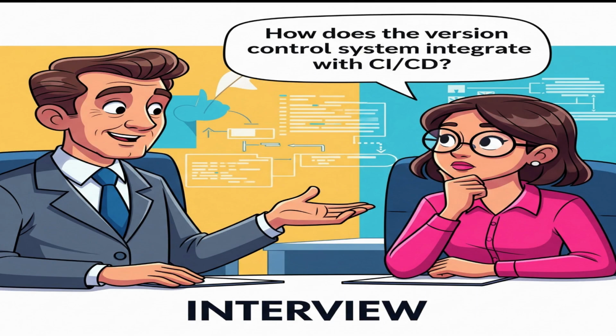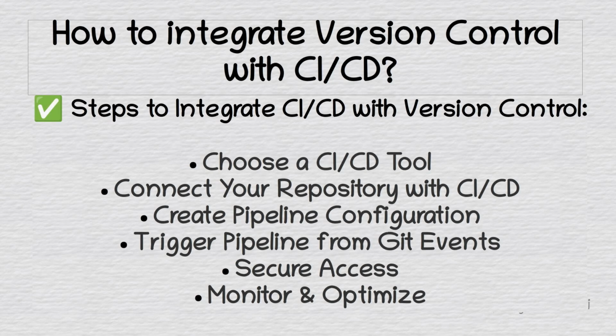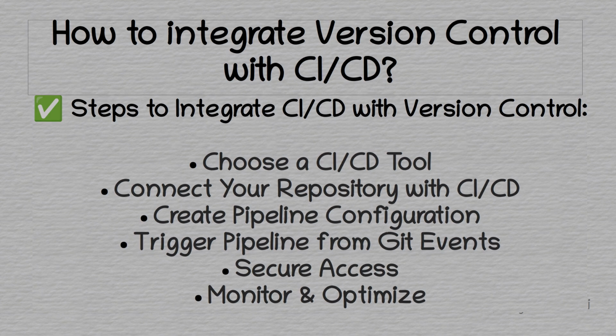Second question is, how does the version control system integrate with CI/CD? To integrate CI/CD with version control like Git, you need to connect your source code repository to a CI/CD tool, but there are some post-integration steps also for configuring CI/CD pipeline to implement complete CI/CD pipeline. Let's take a look at it.